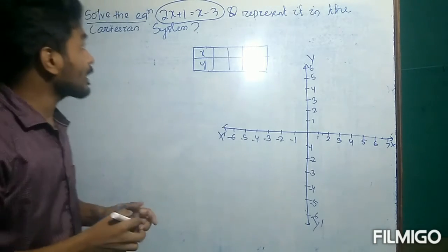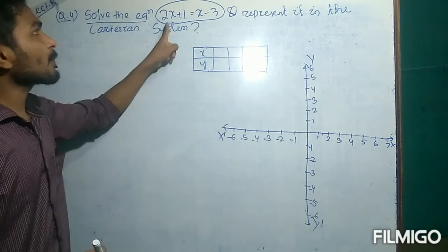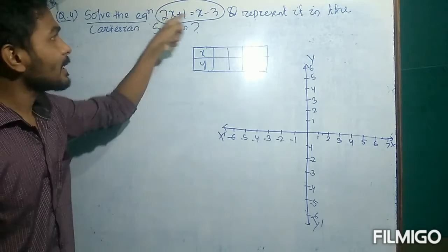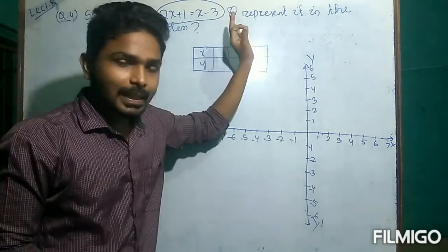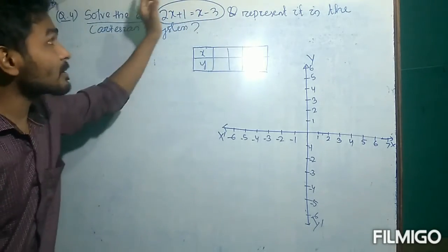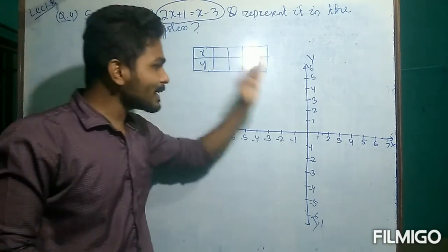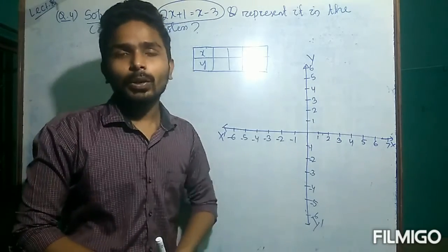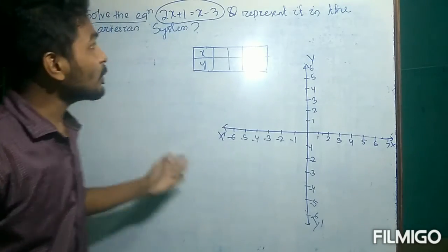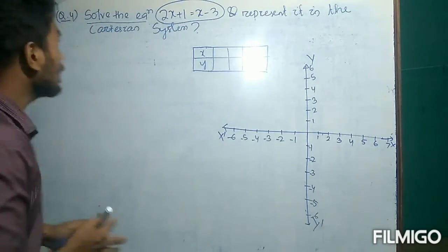Okay, understood the question? So first you have to solve this equation and find the value for x. Now the equation that you get after solving it should be represented in this Cartesian coordinate system. So let's solve this equation first.